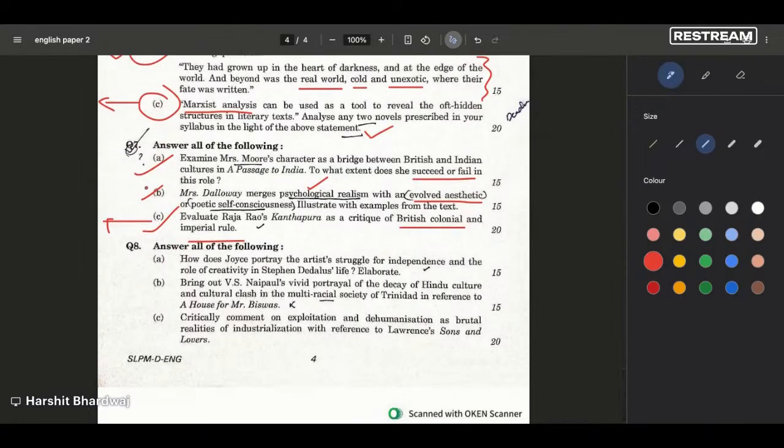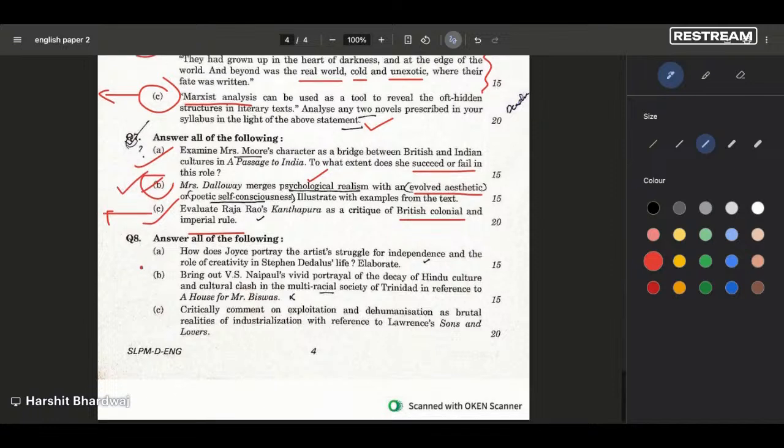So in question number 7, this one is the tricky UPSC standard kind of question. Beautiful question. Those who do well in these questions will get to 300, closer to 300. Now the last one. How does Joyce portray the artist's struggle for independence and the role of creativity?